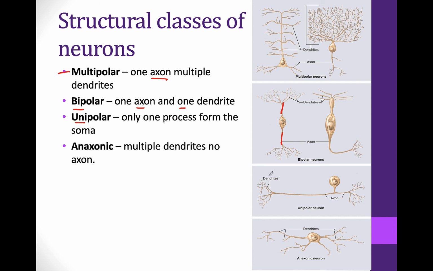Unipolar, meaning that there's actually only one process. So here's the one process, and then the cell body's kind of off on the side. We'll see these in the spinal nerves, which have kind of collections of ganglia. And then anaxonic, meaning there's no really long axon on here. It's pretty much all dendrites and then a soma or cell body.